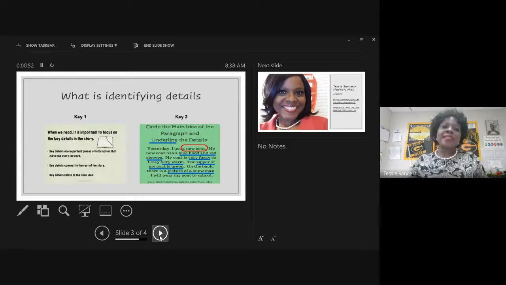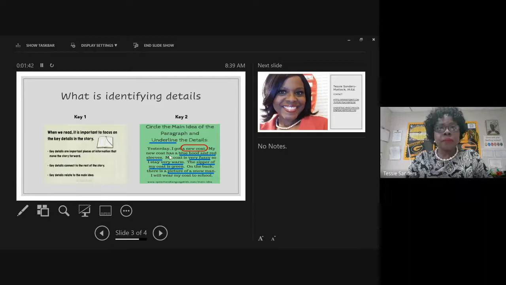Let's take a look at what identifying details is. Do you have your readers? Great. Put them on. Look at key 1. When we read, it is important to focus on the key details in the story. Key details are important pieces of information that move the story forward. So you must look into the story and use text evidence to support your answer. Key details connect to the rest of the story. Key details relate to the main idea.